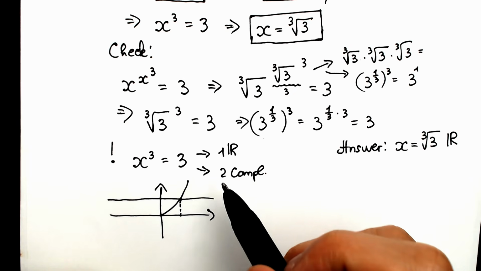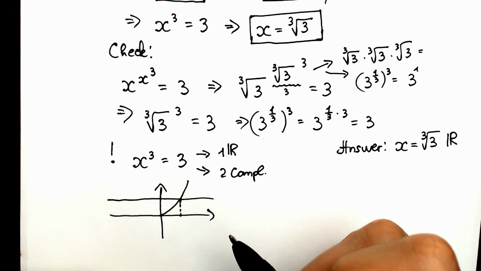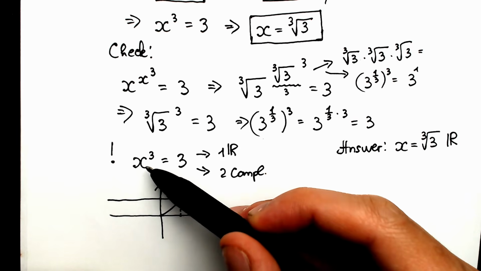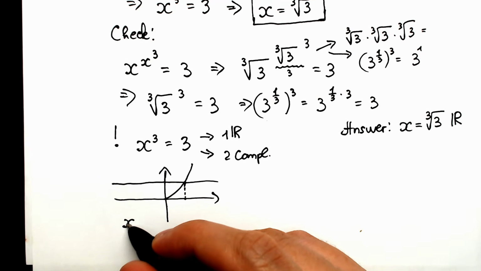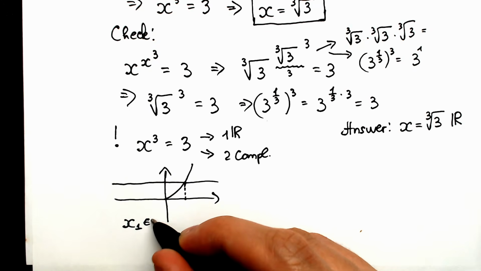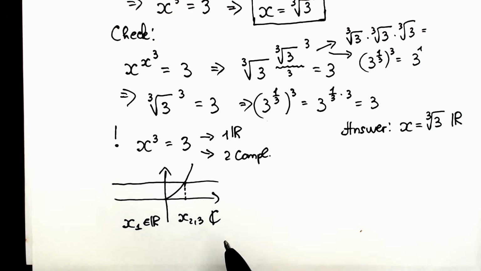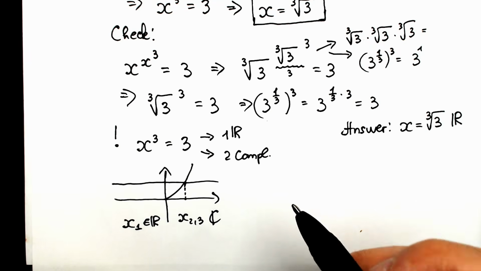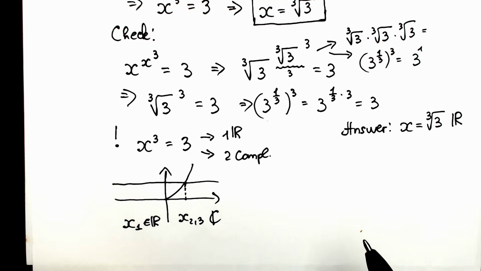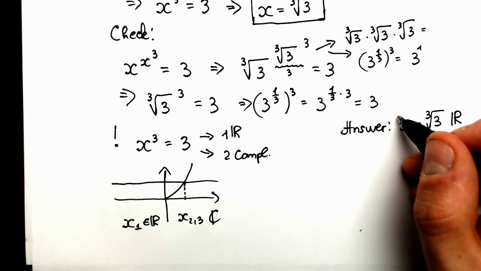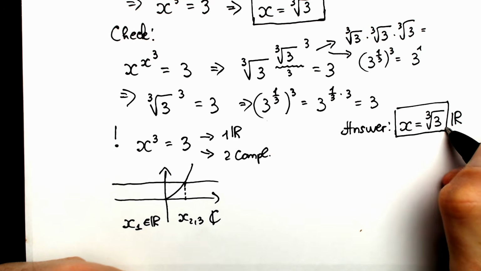But according to the fundamental theorem of algebra, we can have here two complex roots. So if you solve this question, x first is a real number, and x second and x third are complex numbers. If you want to solve this question completely, you have to solve it for complex numbers. But we are interested in the real number root, so x equals the cube root of 3. This is the only real number root.